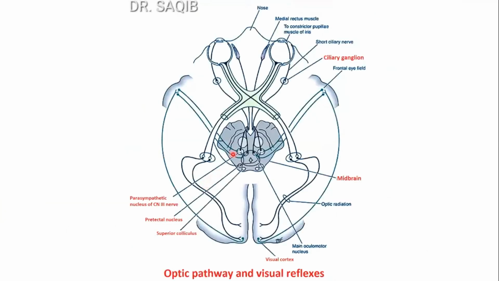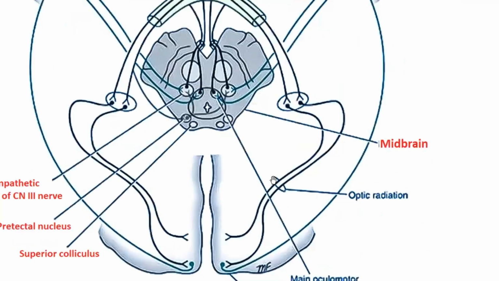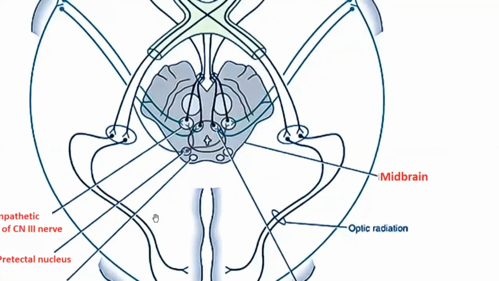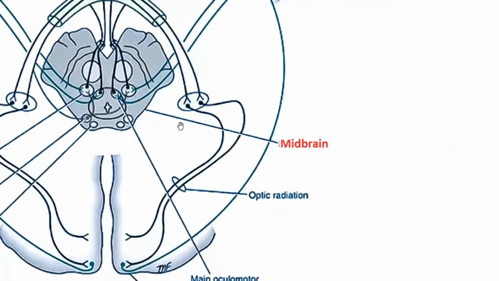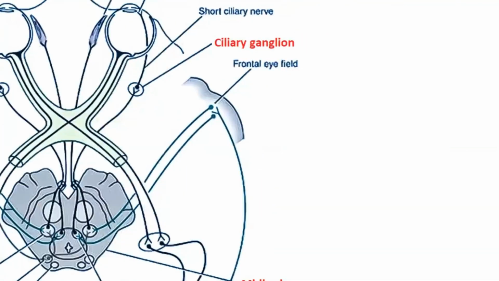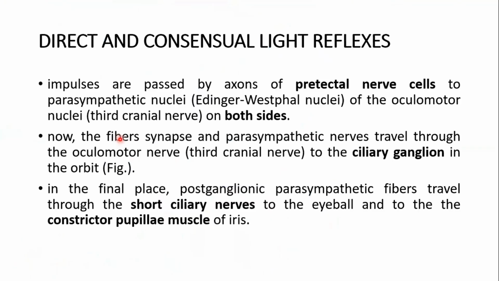And they also pass to the ciliary ganglion, and let's see that as well. You see this is the pretectal nucleus. This, you could see this labeling, and it's going upwards to the ciliary ganglion. Here you could see this is the ciliary ganglion, and going on both sides. In the final place, postganglionic parasympathetic fibers travel through the short ciliary nerves to the eyeball and to the constrictor pupillary muscle of the iris.